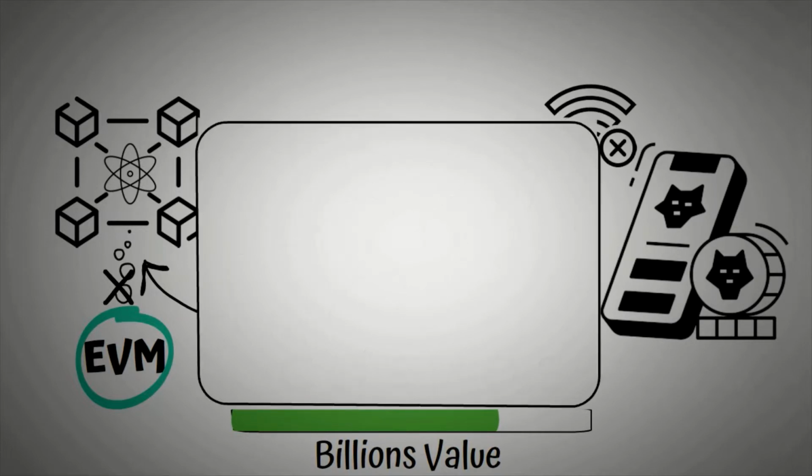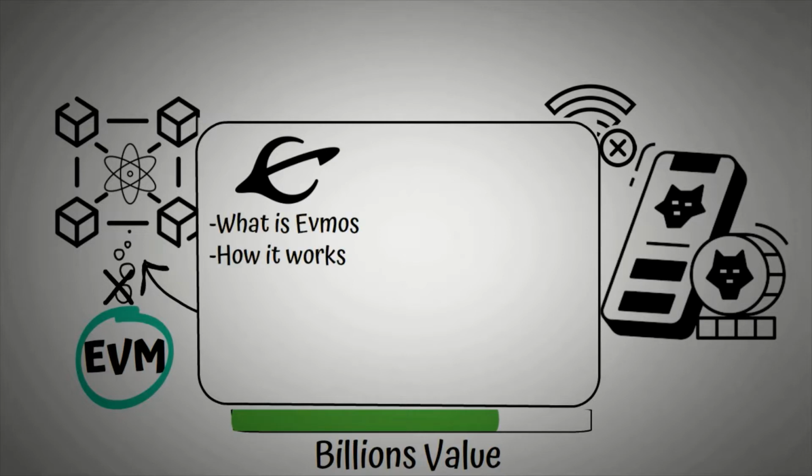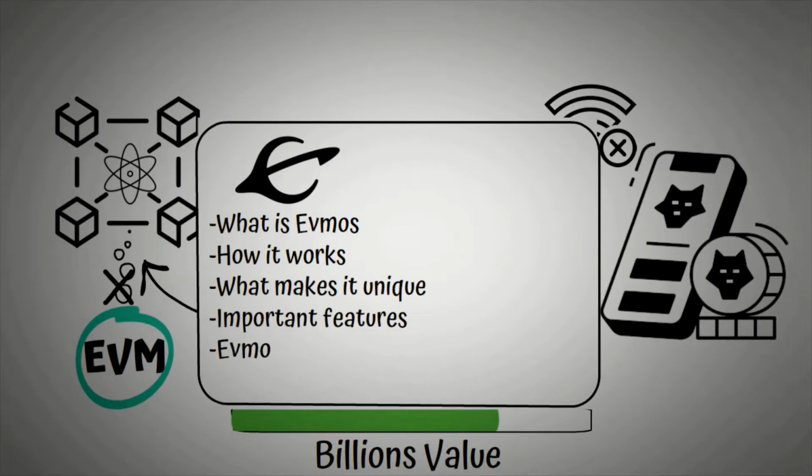Therefore, this is where Evmos comes in. Evmos is the project that unites Ethereum tooling with the Cosmos SDK. It is an open-source, scalable, and interoperable version of Ethereum. Today we would be discussing Evmos. We would be looking into what Evmos is all about, how it works, what makes it unique, important features, the Evmos coin, and its tokenomics.